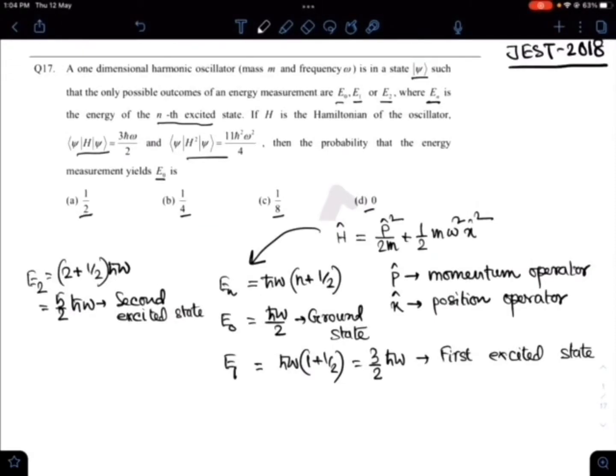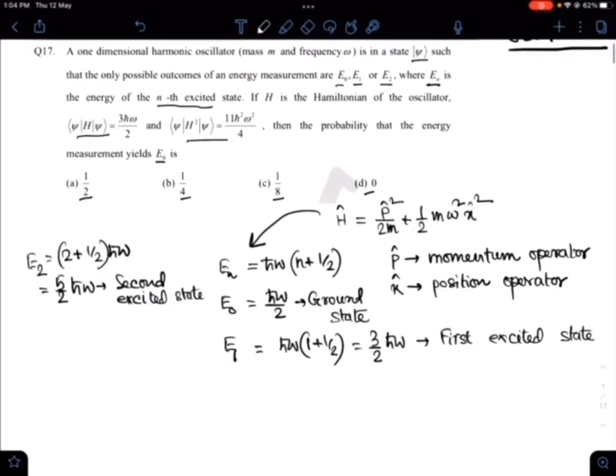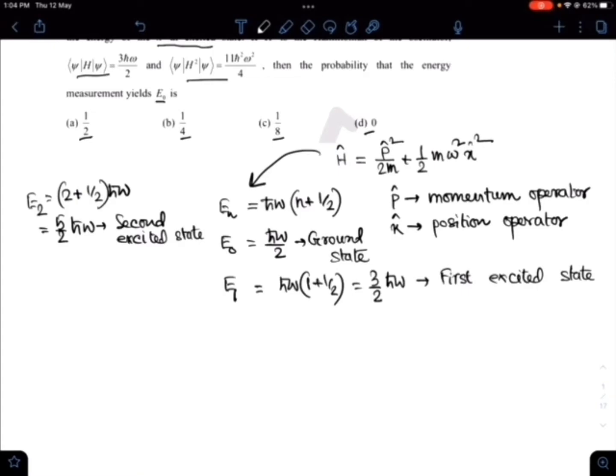Now, what could be the possible state? Here the energy measurement only yields E0, E1 or E2. That means only either the ground state, first excited state or second excited state is possible. So we can write our state as C0 |0> plus C1 |1> plus C2 |2>, where n represents the nth excited state.